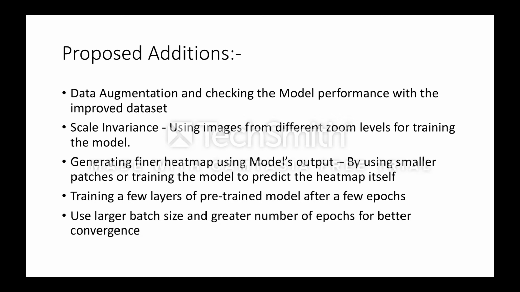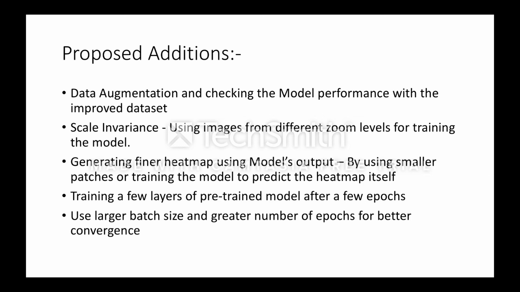Similarly, the next step would be using images from different zoom levels and increasing the data set for the training. Then at the end, I generated a heat map using the model's output to check the model's prediction of where the tumor was on the original slide image.